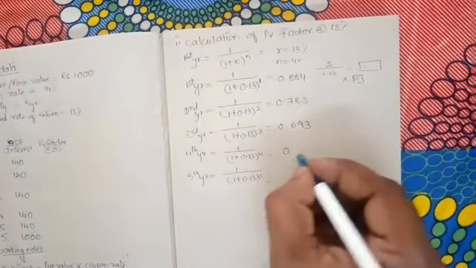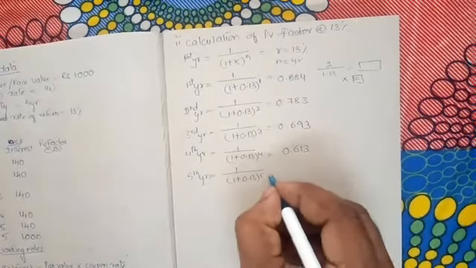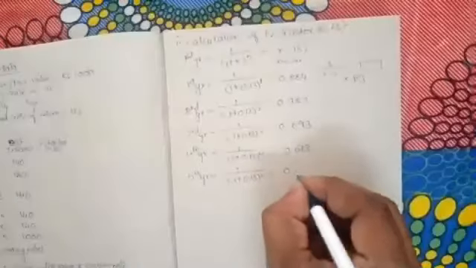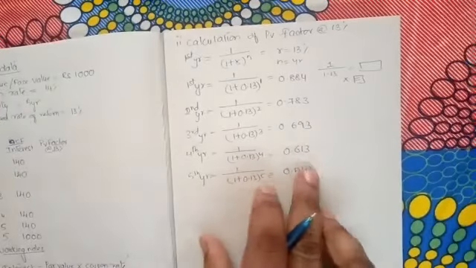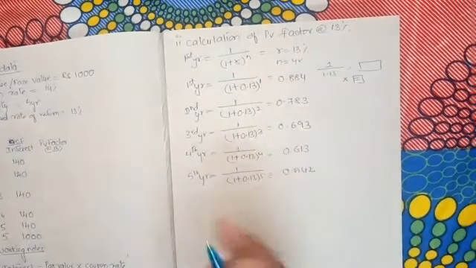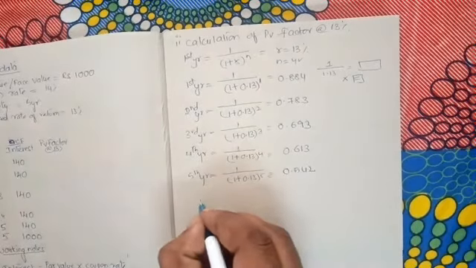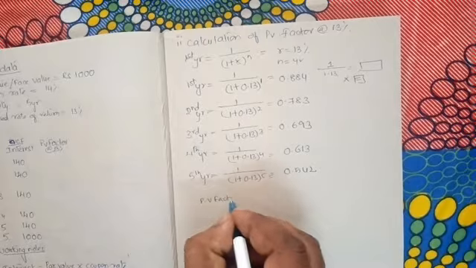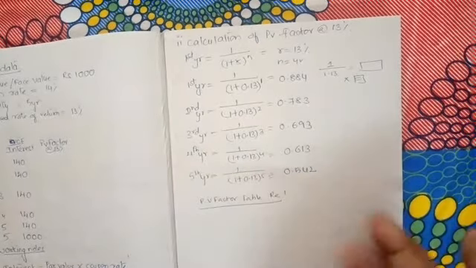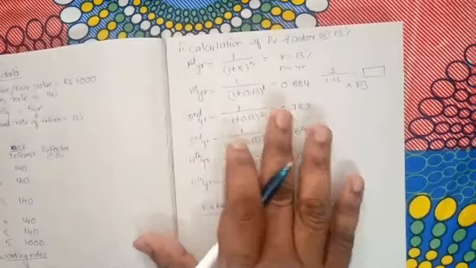0.613. Okay, the last one, 0.542. Whatever the PV factor is, you can also get it from the PV factor table. In the PV factor table for rupee 1, you will get the same figures here. But we are calculating here.